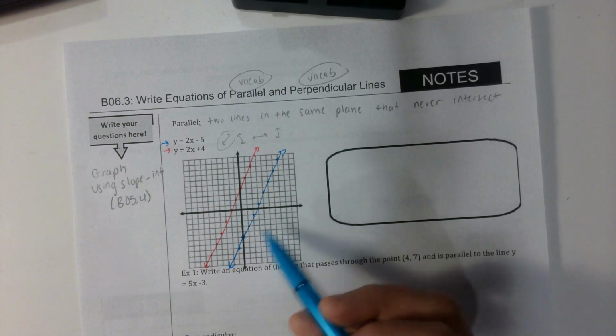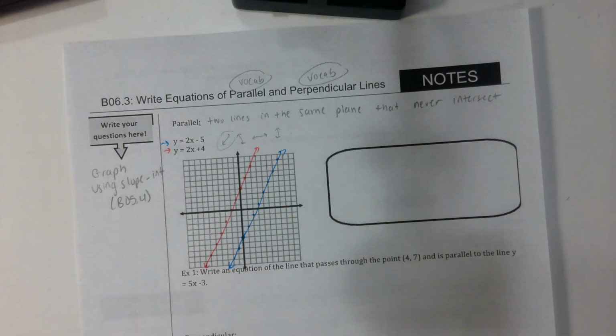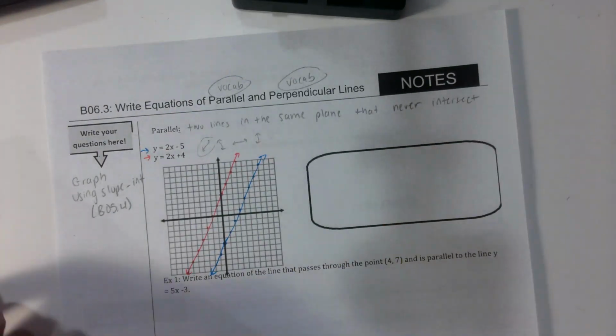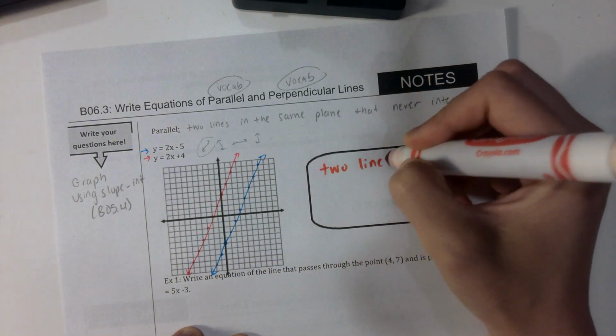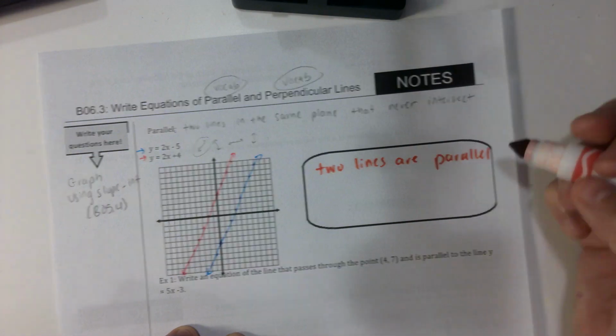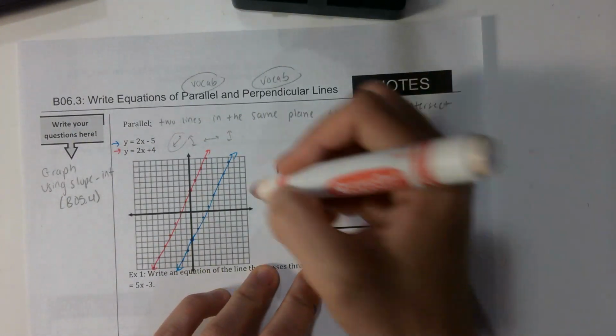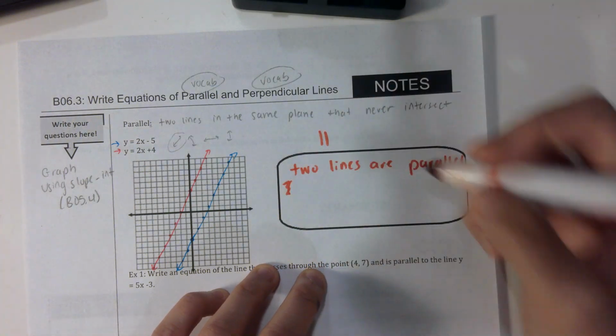Okay, so if we look at these, they're never intersecting. They're never going to cross. It's sort of like a railroad track, a train track. So we're going to put in here, this is really important: we say two lines are parallel, and the symbol for parallel is right there. That's it.